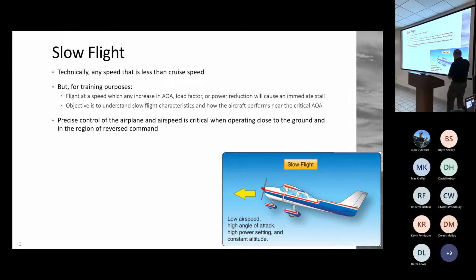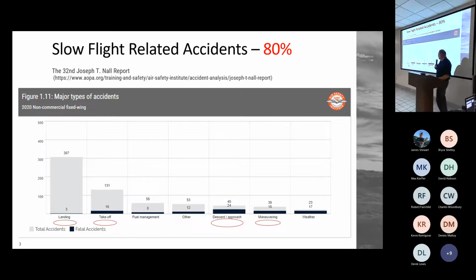So there's just a little visual that's out of the PHAK. So we're low airspeed, high angle of attack, high power setting at constant altitude. Next slide. Oh, and it works. So those circles moved on me.